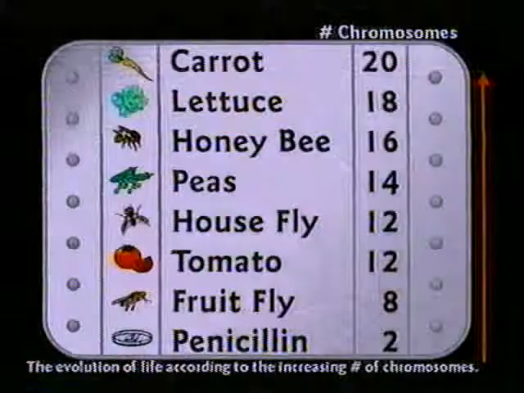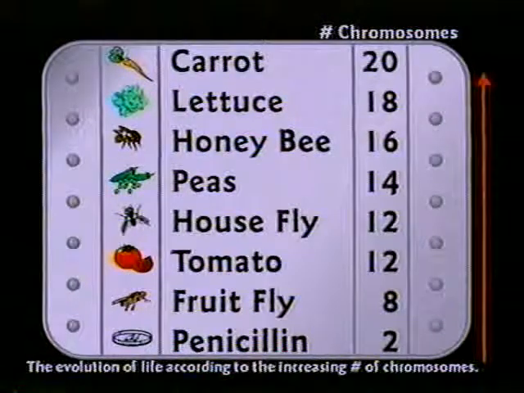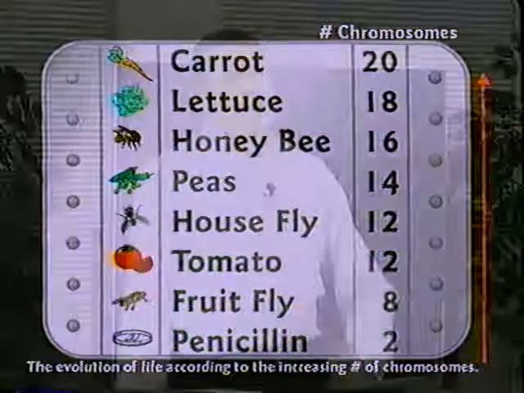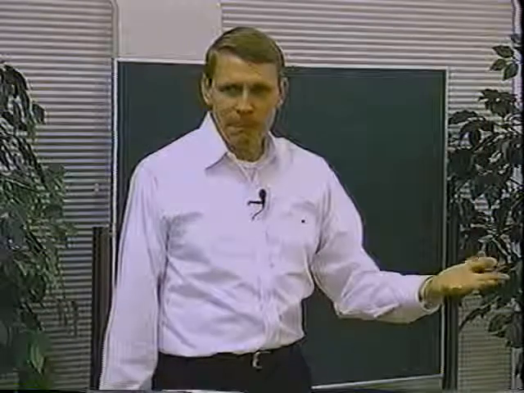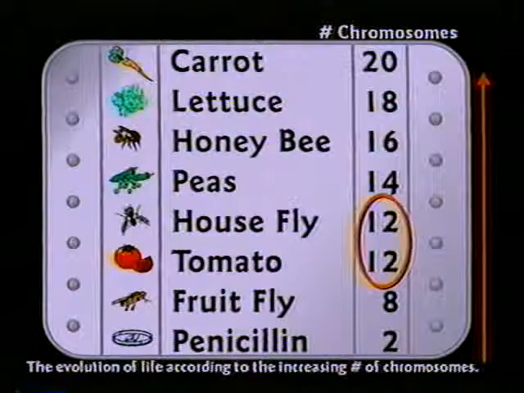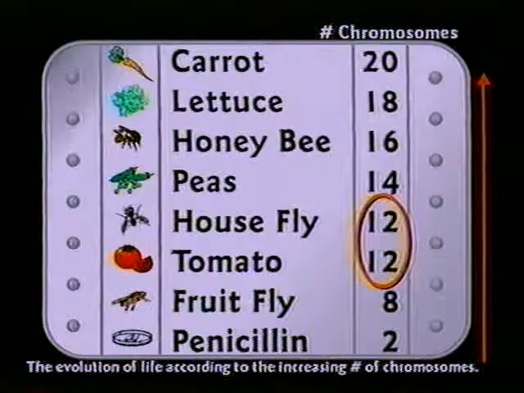But fruit flies have eight chromosomes. So I put these animals and plants in order as a spoof to make fun of the evolution theory, how the more complex you get, the more you evolve, and how penicillin evolved first and slowly turned into a fruit fly. And over millions of years, it got some more chromosomes and became either a tomato or a housefly. They're twins, you know. Nobody can tell the difference between a tomato and a housefly. They both have 12 chromosomes. This would be the number of instruction manuals to build that organism. A tomato and a housefly, same number of chromosomes.